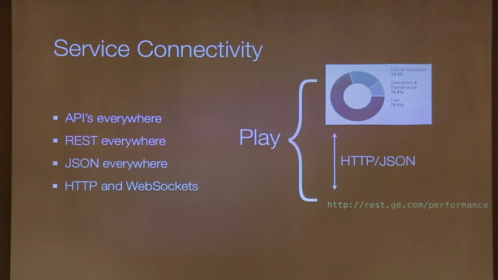Quick architectural slide here. Everything that we're building is service-oriented, so we have APIs everywhere. Every piece of apps that we're building has tons and tons of APIs in them. We're using REST and JSON all over the place. Quick diagram here sort of showing how we're doing our data binding, for the folks who are curious about that sort of thing, right?